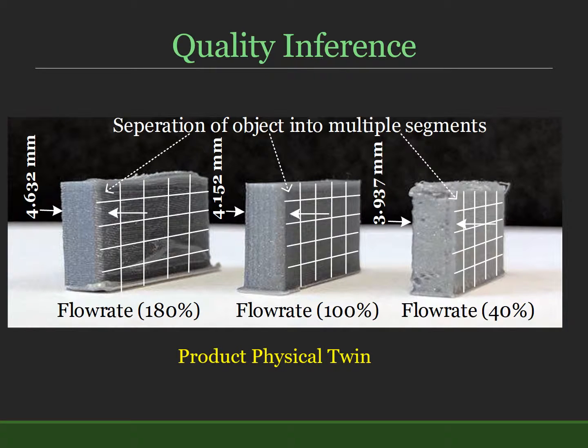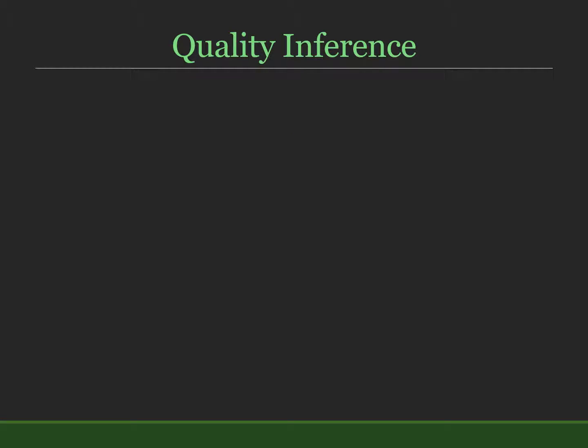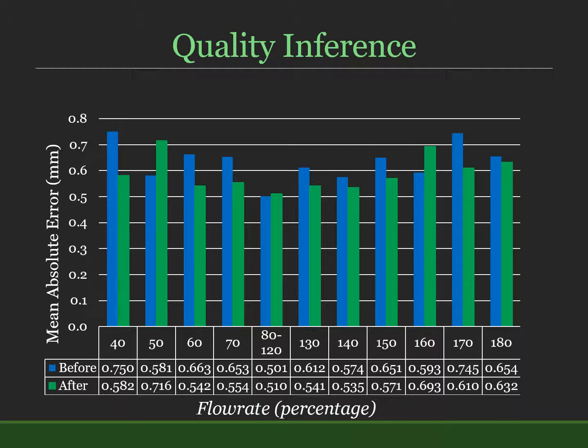It can be seen that the product physical twin has various quality based on the varying labels of flow rate. More specifically, with varying flow rate, the thickness of the object also varies. The result of the quality inference is shown in the slide. At first, the mean absolute error value of the inference model trained with optimal flow rate range is measured. It can be seen in the figure that for optimal flow rate ranges, that is between 80 and 120%, the mean absolute error value is around 0.5 mm.